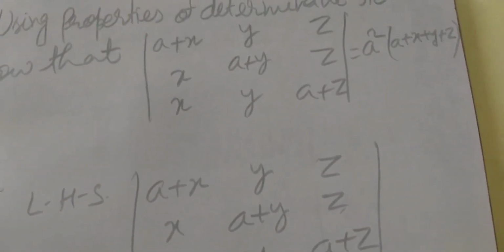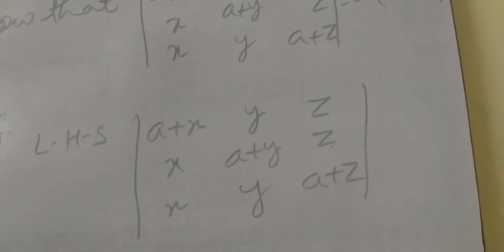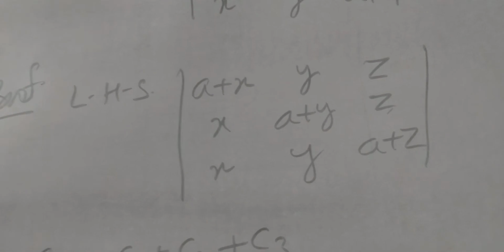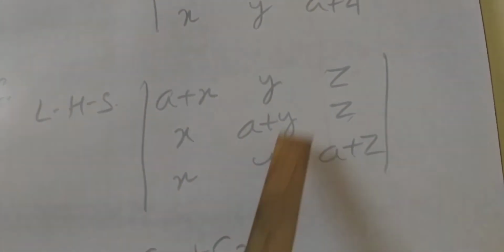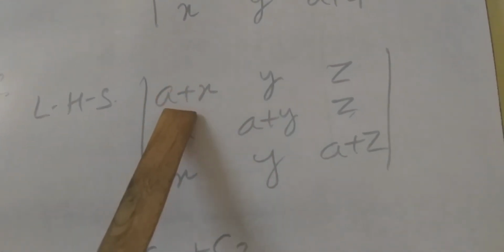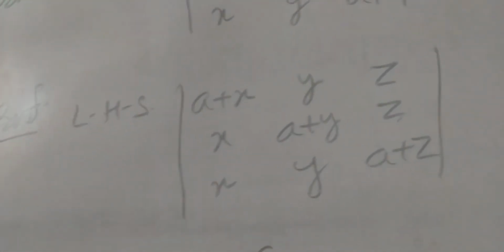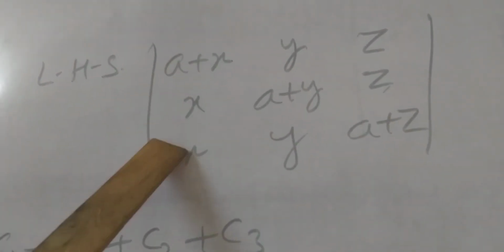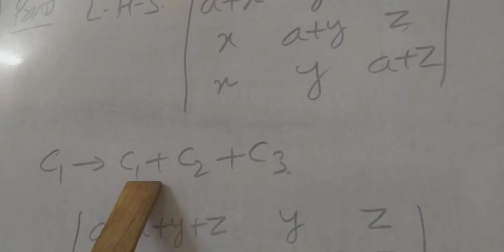Now we have to check what we need. You can see we needed A plus X plus Y plus Z. So students, you have to use your mind here. This is column 1, this is column 2, this is column 3. If I apply C1 tends to C1 plus C2 plus C3, then what will we get? A plus X plus Y plus Z, which we need. If we add rows, students, then we get 3x plus A. It is not required. That's why I am going to use C1 tends to C1 plus C2 plus C3.